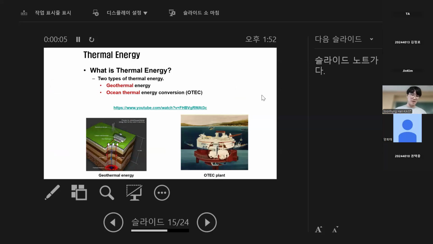One is thermal energy. There are two types of thermal energy: usual thermal energy and ocean thermal energy conversion. The left one is the geothermal energy and the right one is OTEC energy.